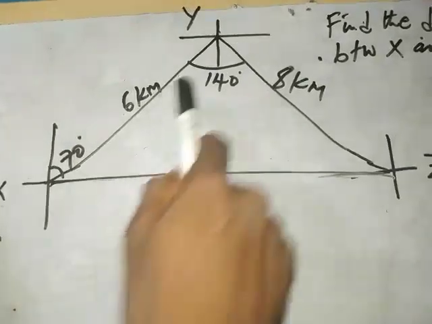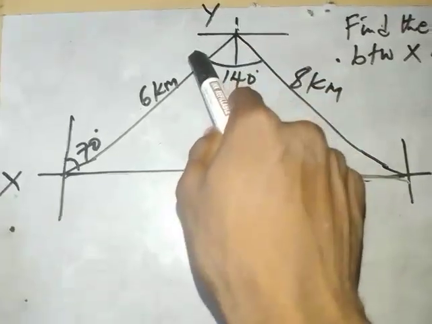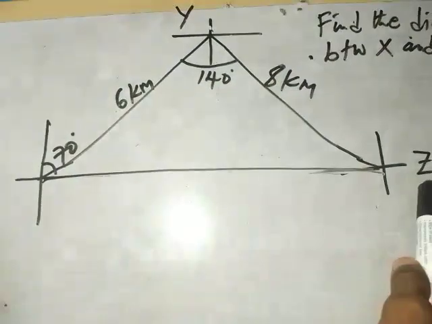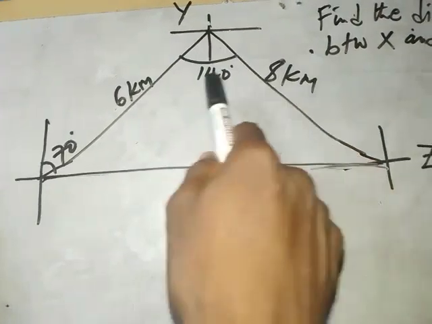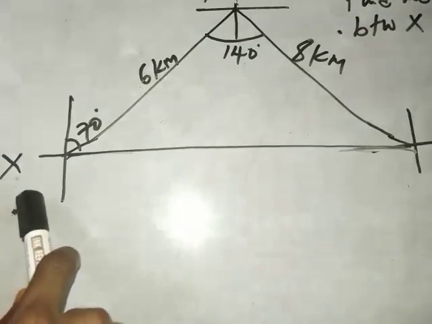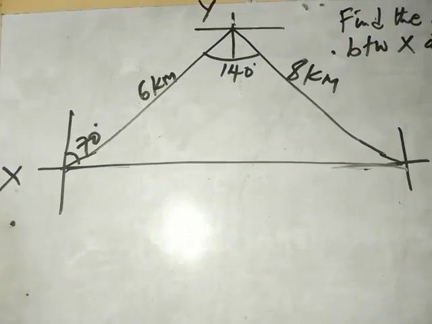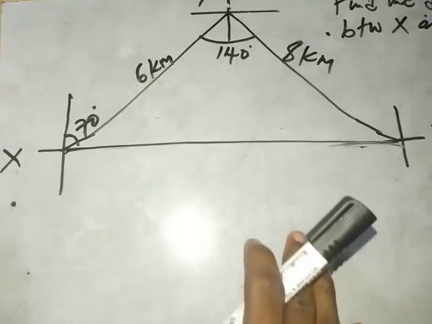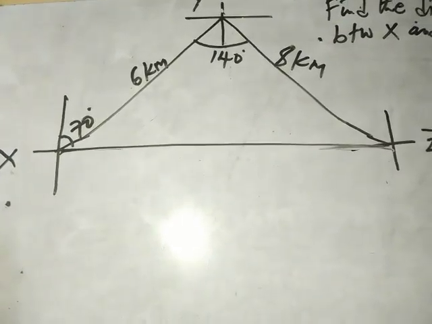Remember, x and y, we know the distance, which is 6 kilometers, and the distance from y to z is 8 kilometers, and this angle is given. I am asked to find the distance between x and z. So in this case, let me show you something. There is what we call alternate angles are equal.